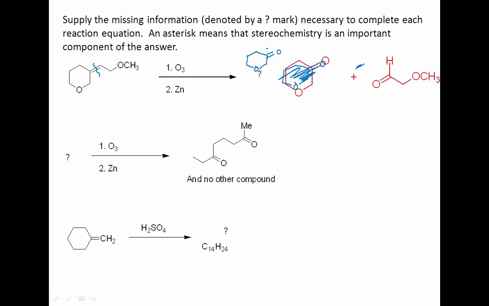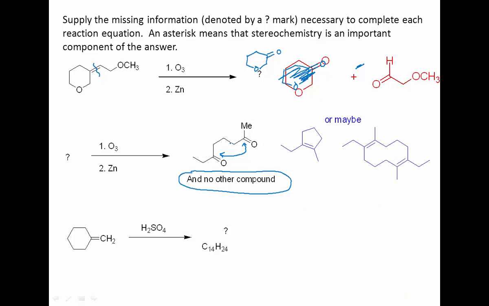All right, so there's the one product, and the other product is the one on the far right. Okay, in this next one, we're predicting the starting material, and it says to give an answer where there's no other compound produced. So it's an ozonolysis, so you know that in our starting material, these carbons had to be connected. All right, so the best answer you could give would be the simple one over on the left.